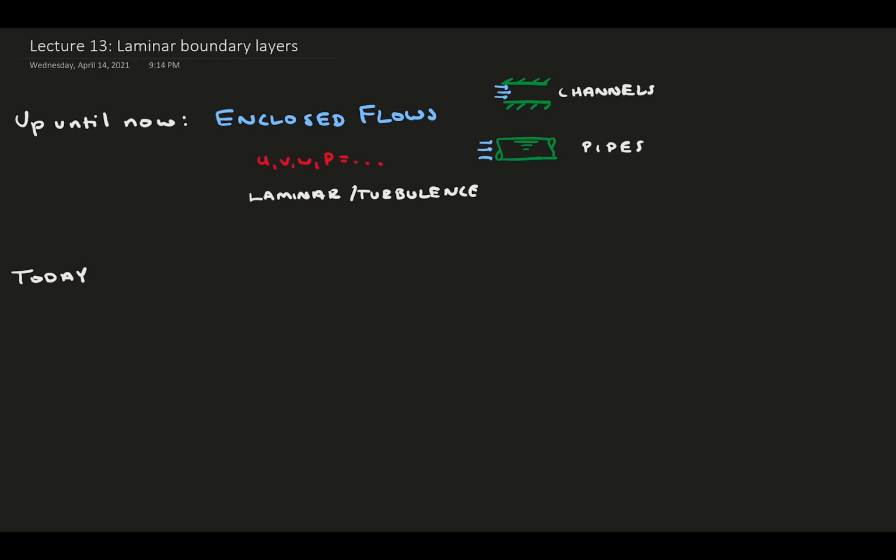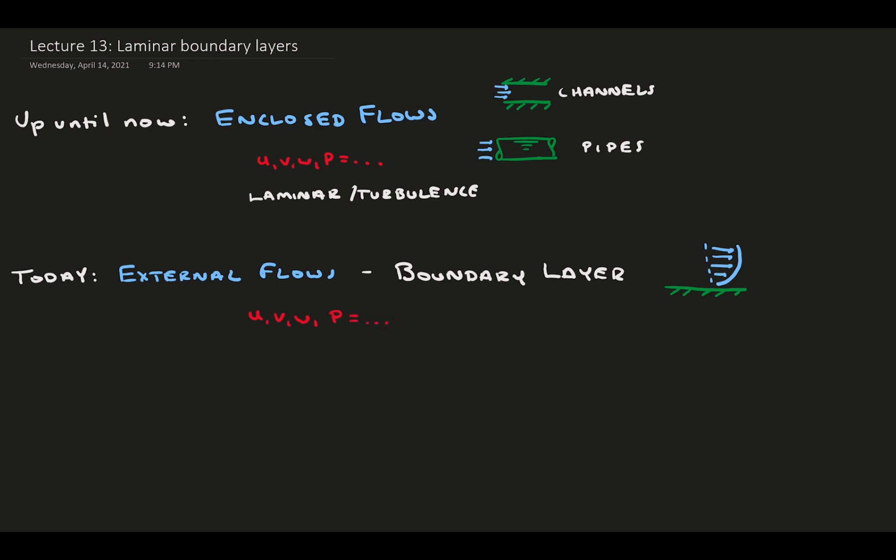Today, we move on to the world of external flows. Unlike enclosed flows, these flows can be open and extend effectively into infinity in at least one direction. Specifically, we'll be interested in boundary layers, the layer of velocity gradient near the surface due to viscosity acting on the fluid, and the no-slip condition at the wall. Like with enclosed flows, we will try and solve for the velocity field and the pressure field. Today, our focus will be on laminar boundary layers, and we'll save turbulent boundary layers for the next video.